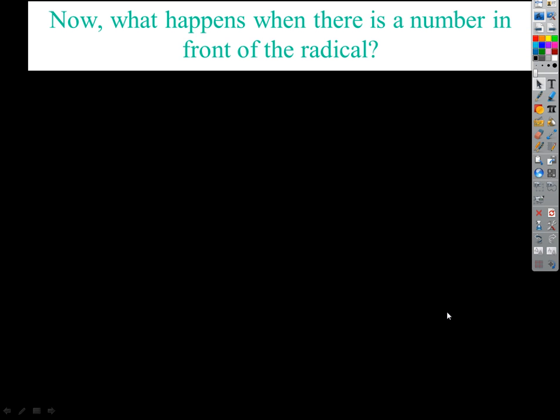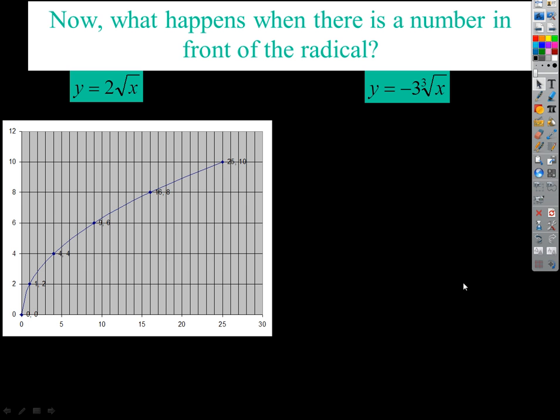Okay, what happens when there's a number in front of the radical? So what if we put a 2 in front of the square root of x or a negative 3 in front of the cube root of x? If I put a 2 in front of the square root of x, all that's doing is multiplying all the y values by 2.